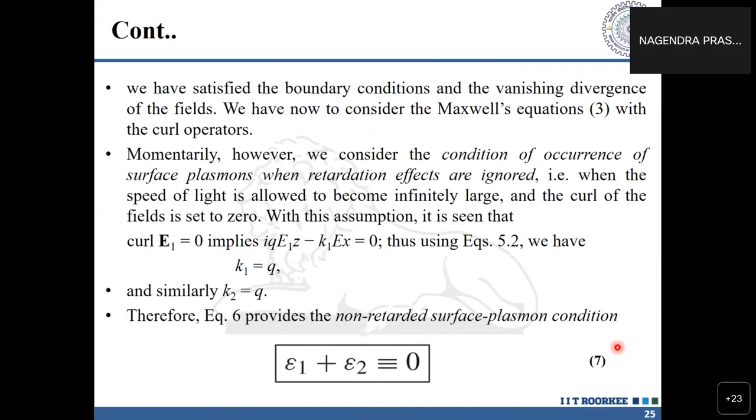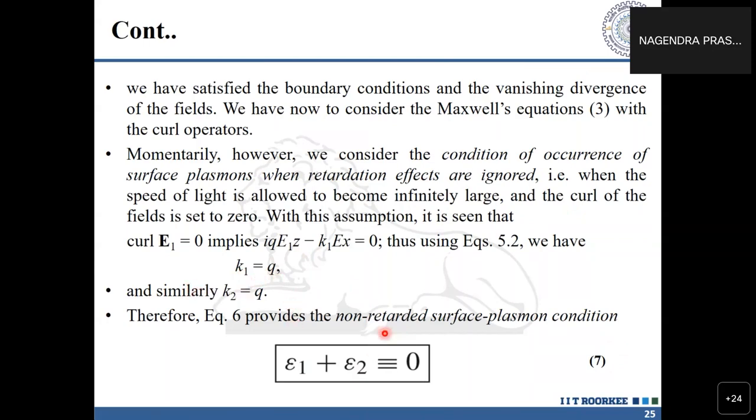We have now to consider Maxwell's equation 3 with the curl operators. Momentarily, however, we consider the conditions of occurrence of surface plasmon when retardation effects are ignored. That is, when the speed of light is allowed to become infinitely large and the curl of the field is set to 0. With this assumption, you can see that curl of E1 is equal to 0, and that simplification gives you k1 is equal to q, and similarly k2 is equal to q.